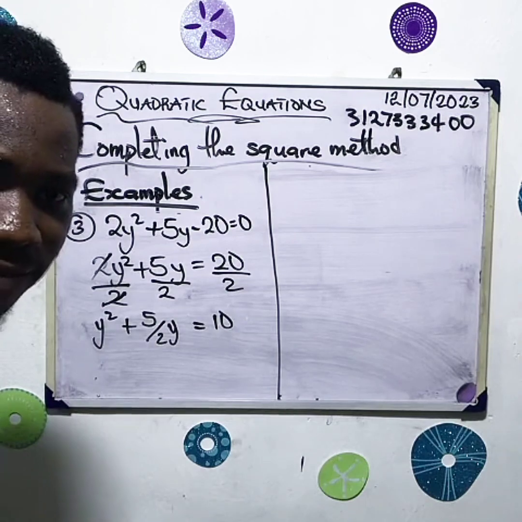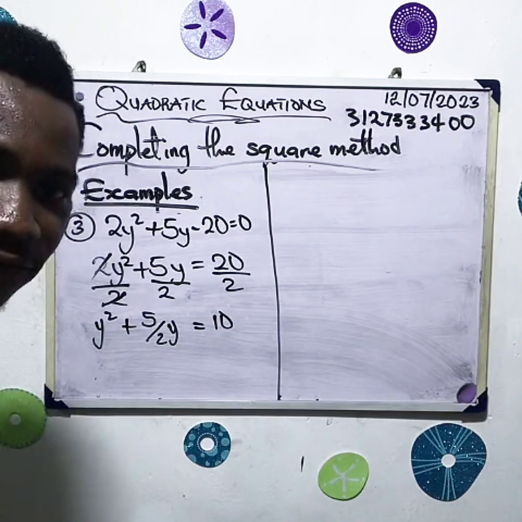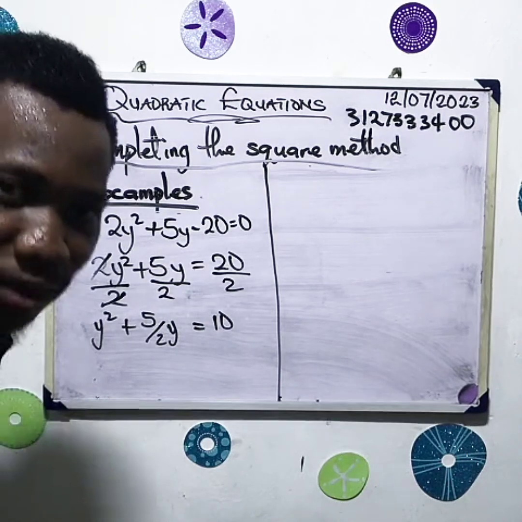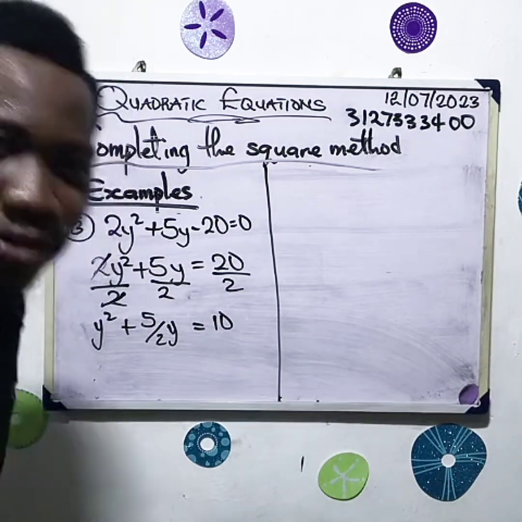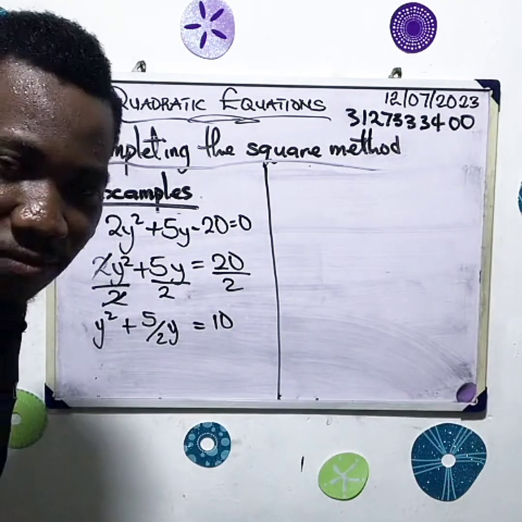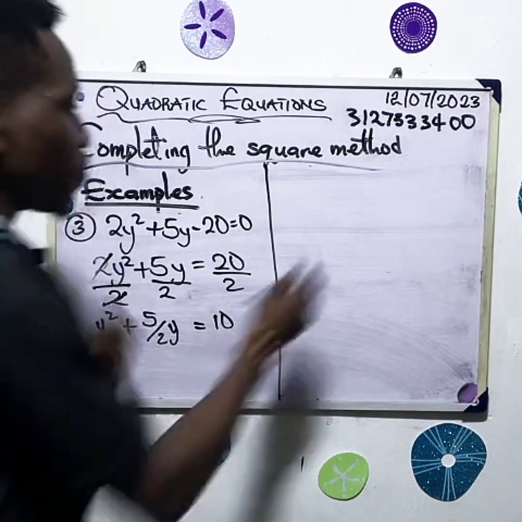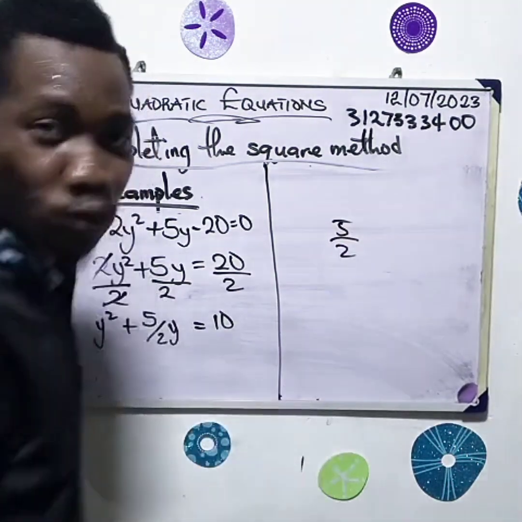Add the square of half the coefficient of y to both sides. That's the first thing. Check for your coefficient of y. In this case, it's 5 over 2. So what is half of 5 over 2?